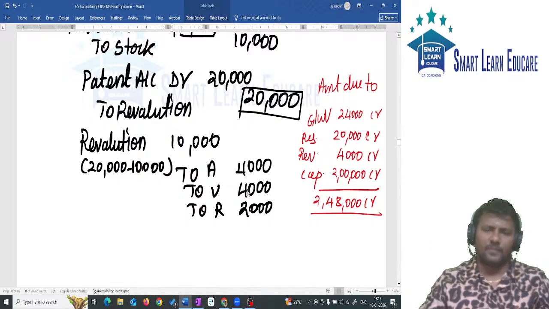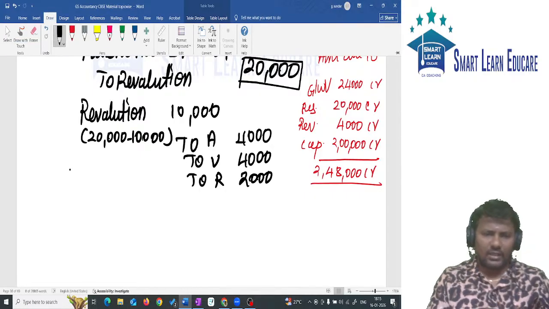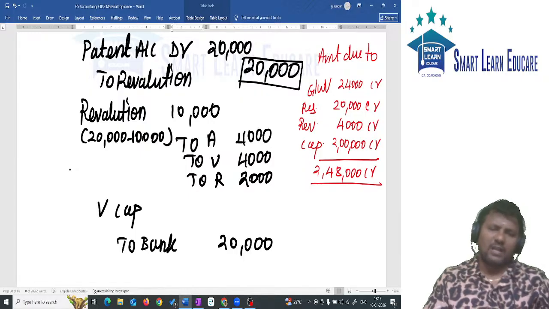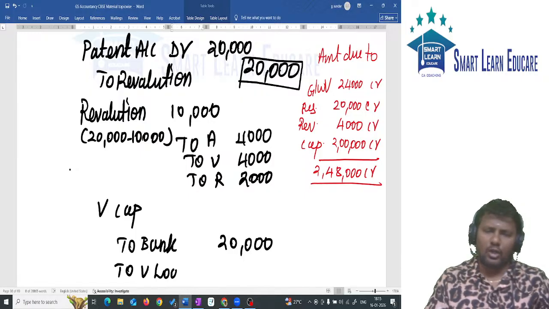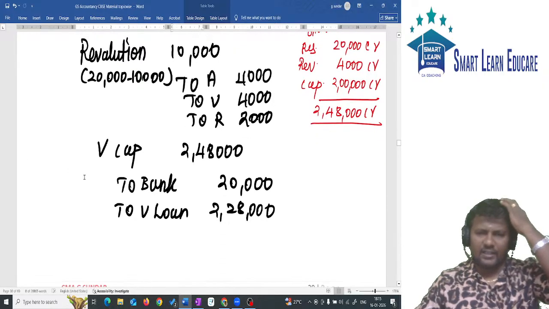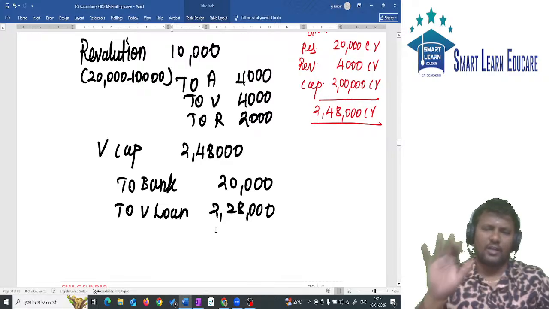In this 2,48,000, how much is paid? 20,000 is paid. What is the entry for payment made to partner? V's capital account debit to bank. Now how much is paid? 20,000 is paid. The balance amount we transfer to V's loan account. Total V's account should be debited with 2,48,000, to bank account 20,000, to V's loan account 2,28,000. So the final entry is V's capital account debit to bank and V's loan account 2,28,000. That's all.